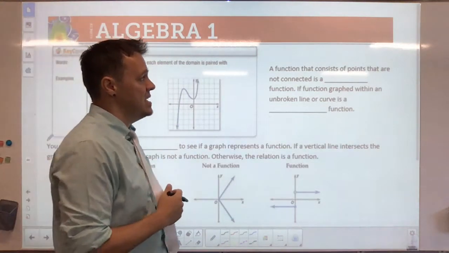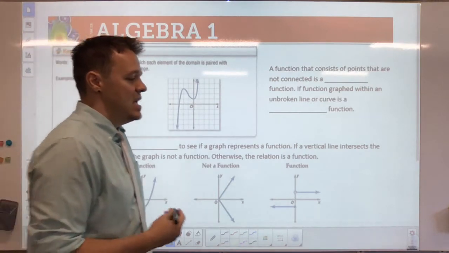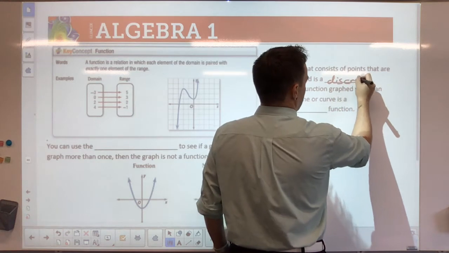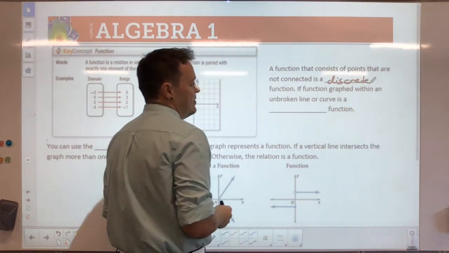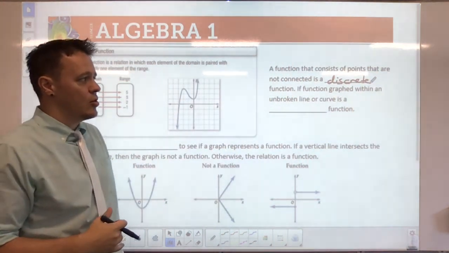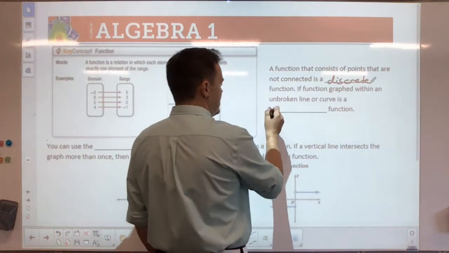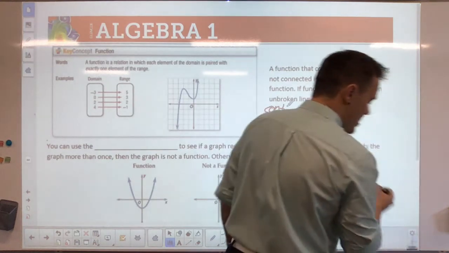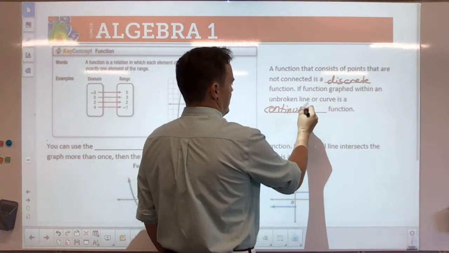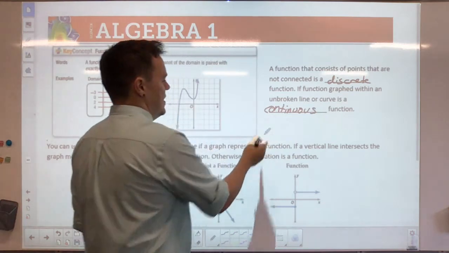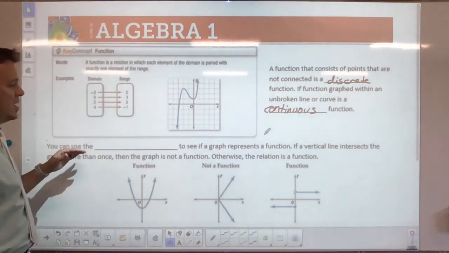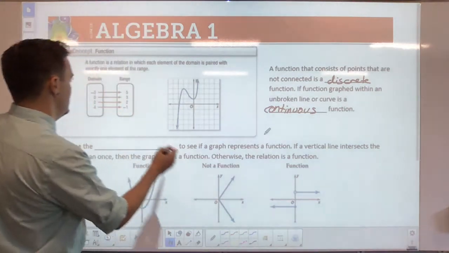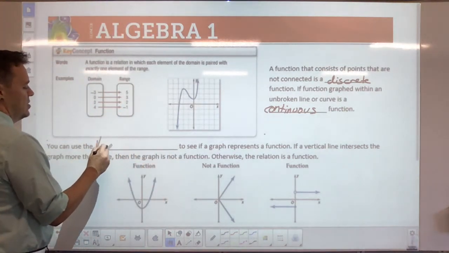A function that consists of points that are not connected is called a discrete, D-I-S, discrete function. If the function is graphed with an unbroken line or curve, then it is called a continuous, oh, let me make sure I spell this right, continuous, okay? And then you can use the blank to see if the graph represents a function, okay? What you can do is what's called a vertical line test.